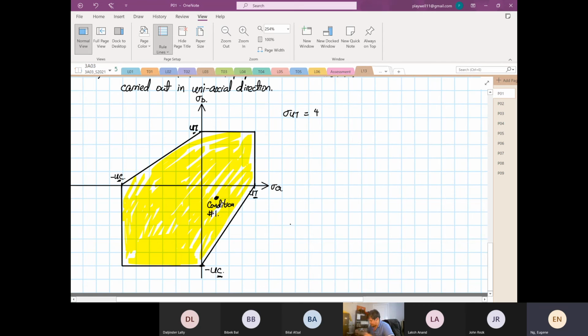It's unitless for now, just for argument's sake, say 400 megapascal. Stress ultimate compression is equal to 600 megapascal. Condition number 1 is where we have stress A equal to 100 megapascal, and stress B, the other principal stress, at minus 100 megapascal.